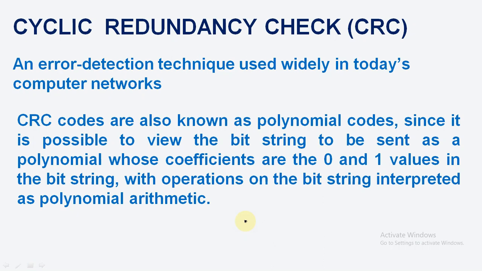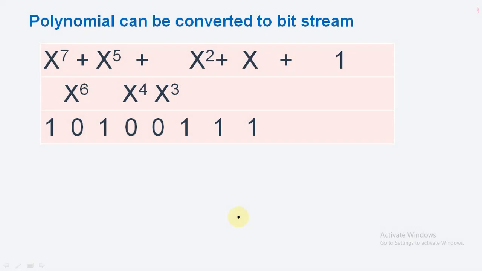and if the receiver finds no remainder, then nothing has happened. It is presumably taken as no errors have crept in. And if this data generates some kind of a remainder, it is understood that errors have happened. Now, a polynomial can be converted into a bit string, and a bit string can be converted into a polynomial.